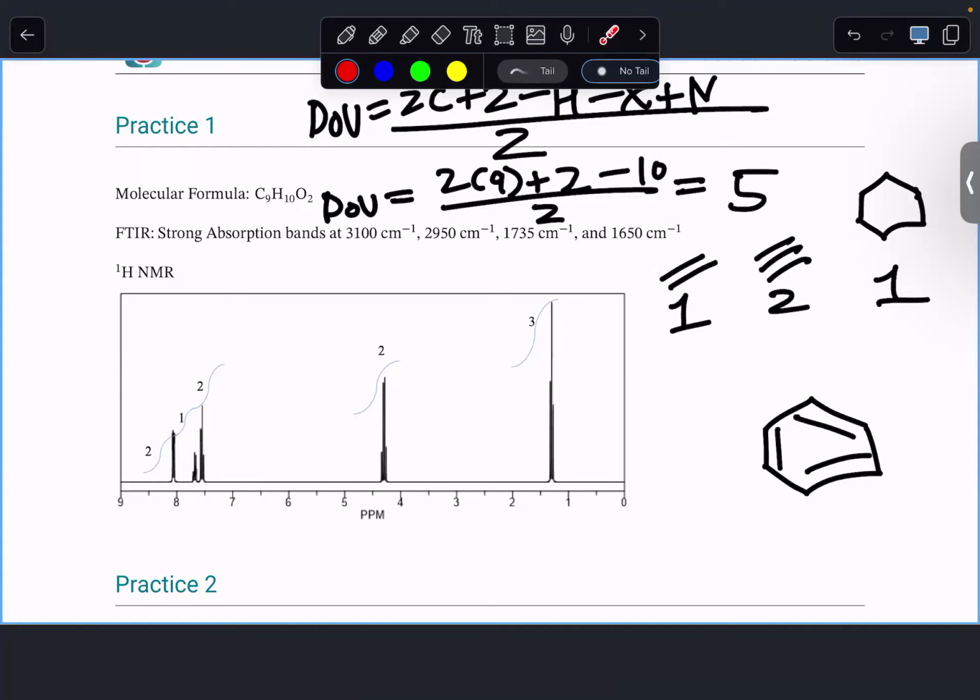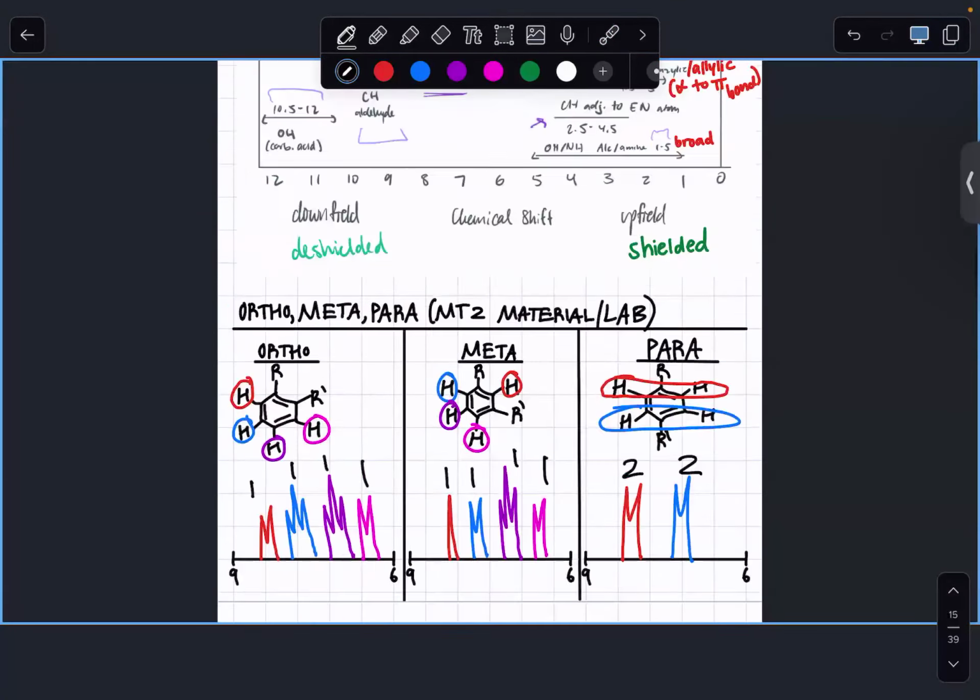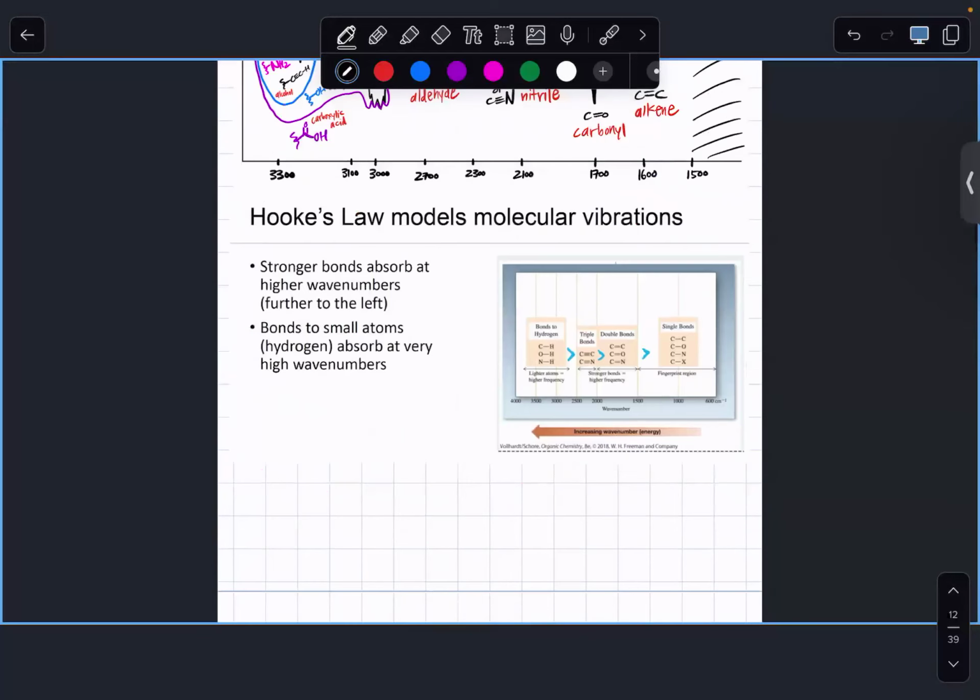Right. Now let's look at the IR. Have you guys memorized the peaks yet? Oh no. Okay. I'll bring it down. Here, I'll copy it.